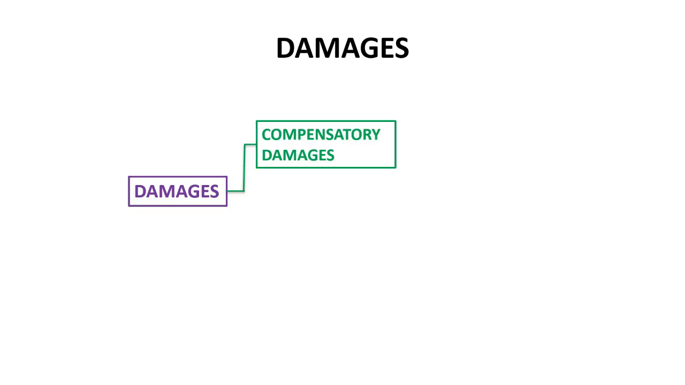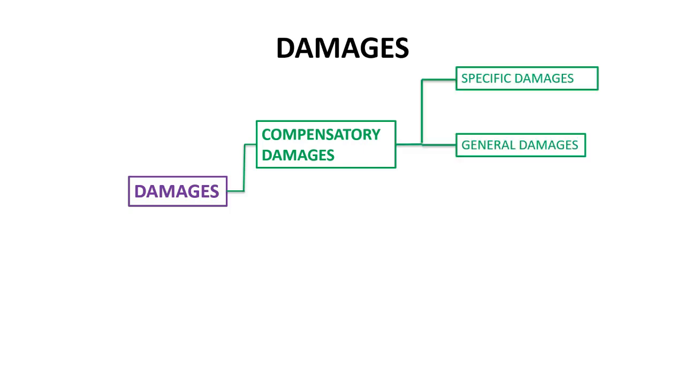As I've said, there are different types of damages, and we're going to look at these different types in the next few slides. The first type of damages is compensatory damages. Compensatory damages is actually an umbrella term that covers three types of damages, namely specific damages, general damages, and aggravated damages.